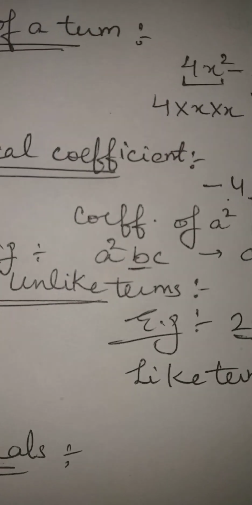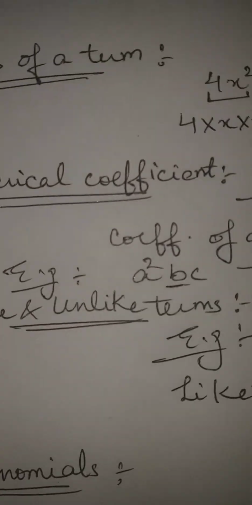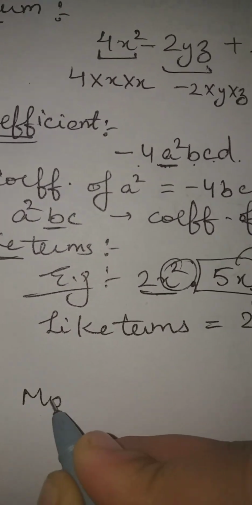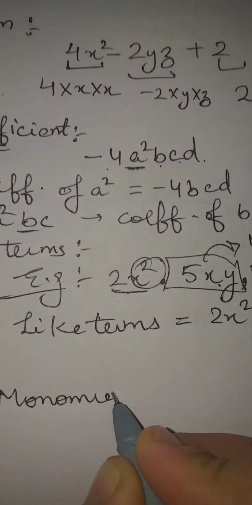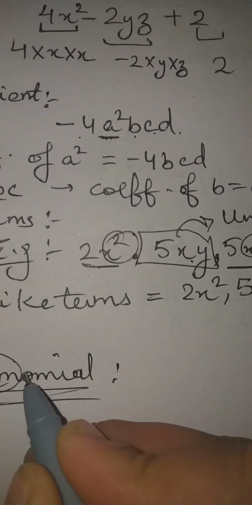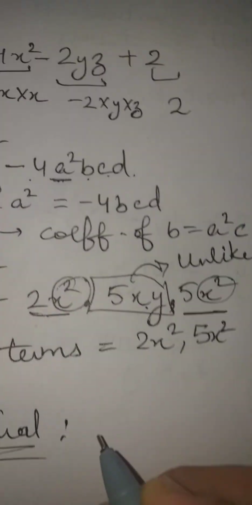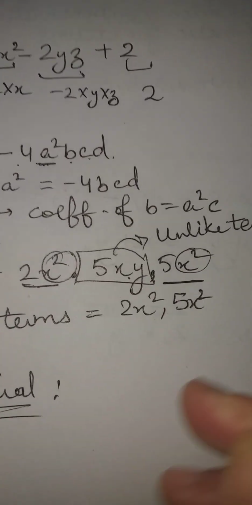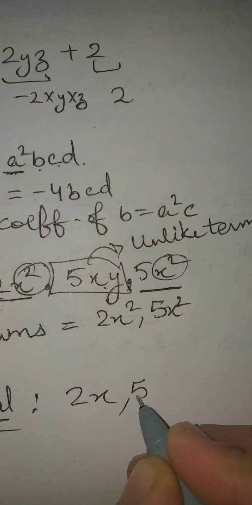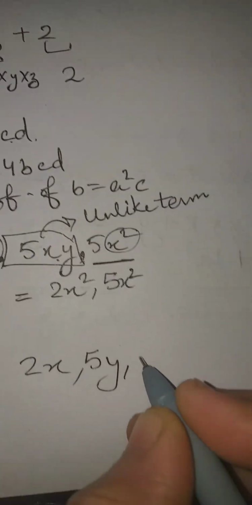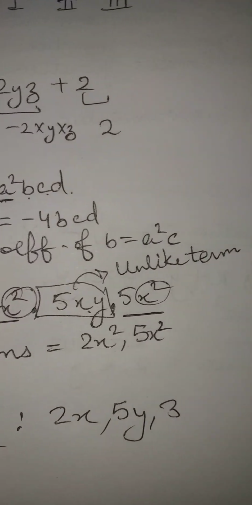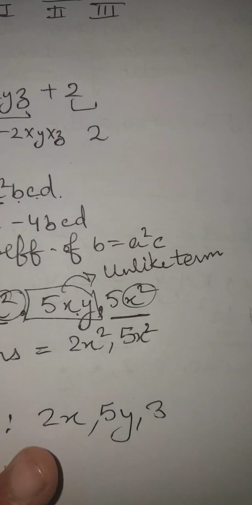Next is the definition of a polynomial. In polynomials, firstly we will discuss monomials. Mono means one, so it has only a single term in the expression. For example, we have 2x, 5y, and 3. These are all examples of monomials, which have only one term.